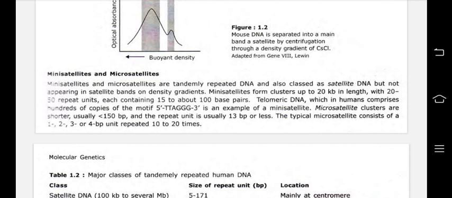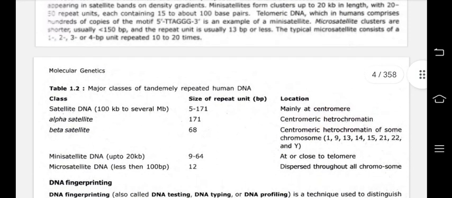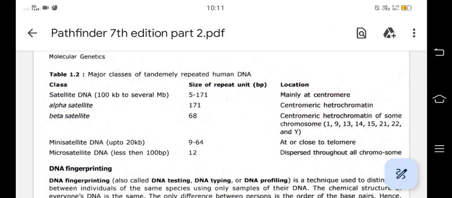Telomeric DNA, which in humans comprises hundreds of copies of a motif, is an example of a minisatellite. Microsatellite clusters are shorter, usually 150 base pairs, and the repeat unit is usually 13 base pairs or less. The typical microsatellite consists of a 1, 2, 3, or 4 bp unit repeated 10 to 20 times. Satellite DNA is found mainly at the centromere: alpha satellite in centromeric heterochromatin, beta satellite in centromeric heterochromatin of some chromosomes, and minisatellite DNA at or close to the telomere. Microsatellite DNA is dispersed throughout all chromosomes.